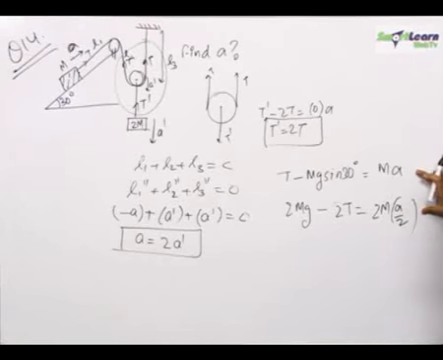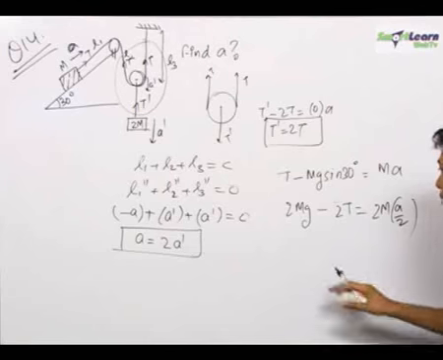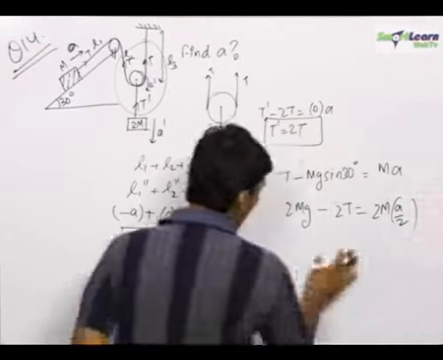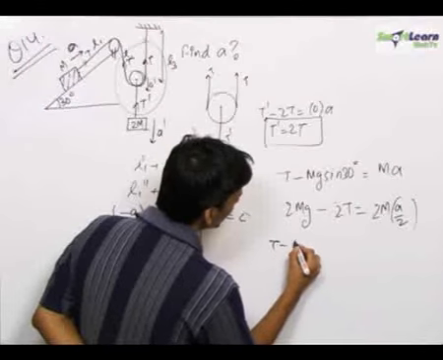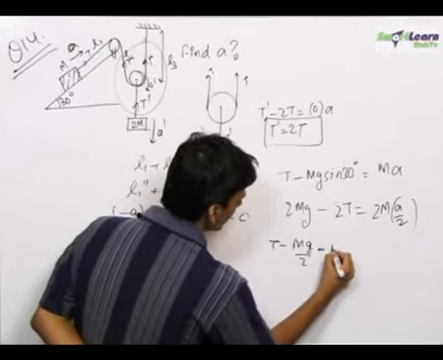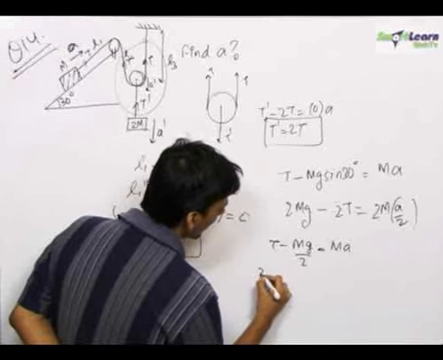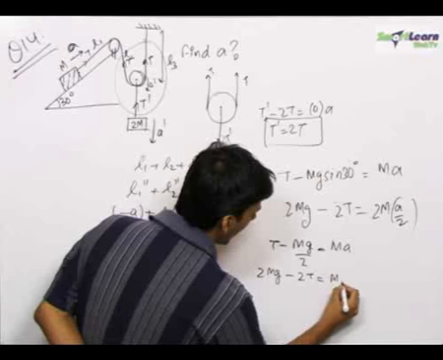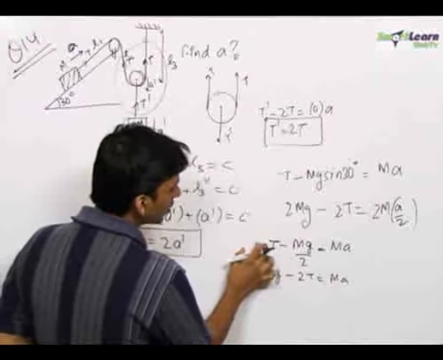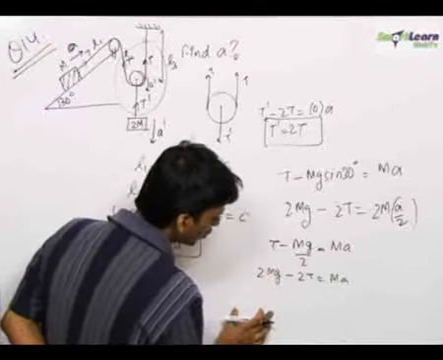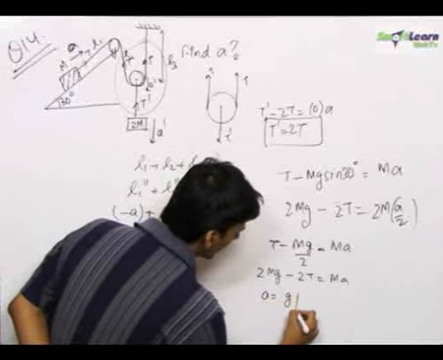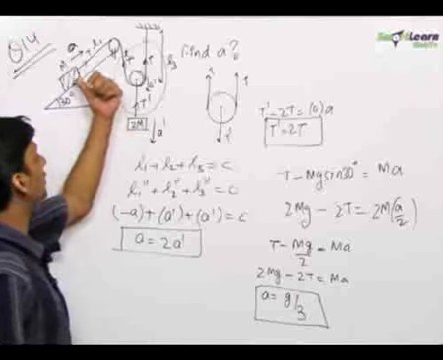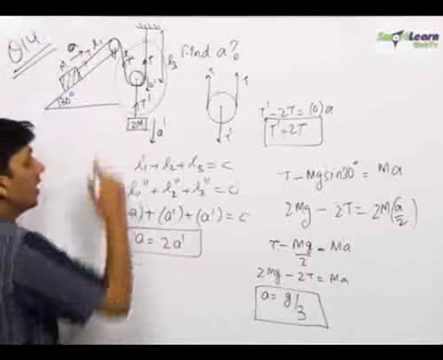So now we have two equations and two variables, that is T and A. We can solve these two linear equations to find out our answer. So we can write the first equation as T minus mg by 2 is equal to ma, and the second equation as 2mg minus 2T is equal to ma. By multiplying this equation by 2 and then adding these two equations, we get A is equal to g by 3. So the final answer for the acceleration of this block comes out to be g by 3 in the upward direction.